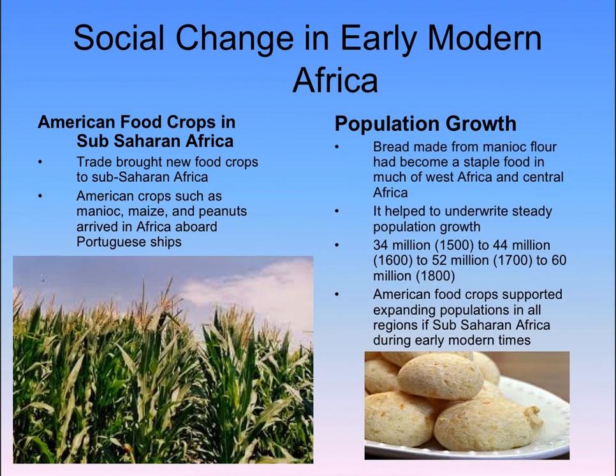Bread made from manioc flour had become a staple food in a lot of West African and Central African culture, and it helped to underwrite steady population growth. So these American food crops supported expanding populations in all regions of sub-Saharan Africa during the early modern times. So, stuff we already know. When you bring in new food crops, it's going to enrich your diet, which will lead to population growth.